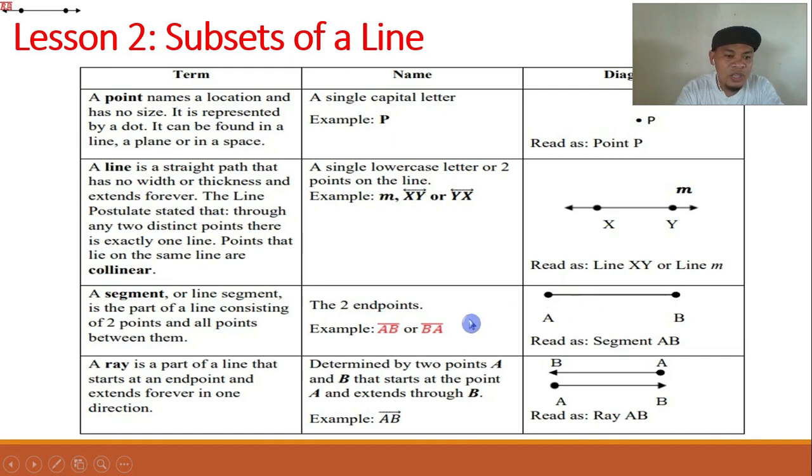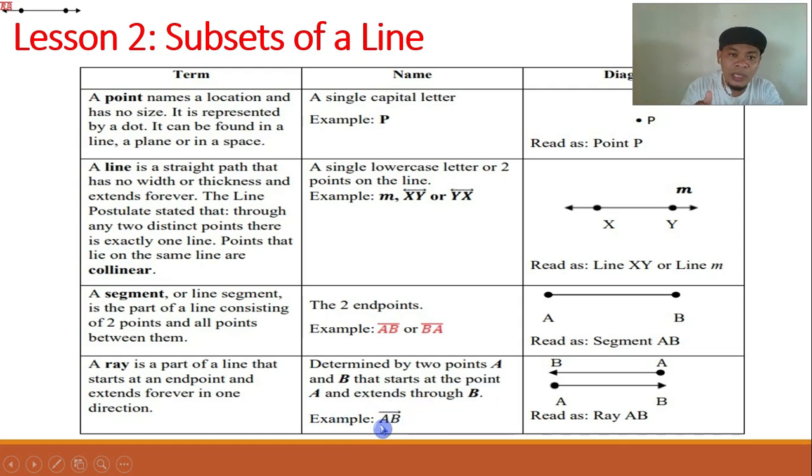Okay? Next is a ray. A ray is a part of a line that starts at an endpoint and extends forever in one direction. So, ibig sabihin nito, merong isang endpoint sa kabilang dulo. Tapos yung kabila, extend forever to the limit of infinity. Di ba? So, determined by 2 points A, B that starts at the point A and extends through B. For example, this one, A, B.